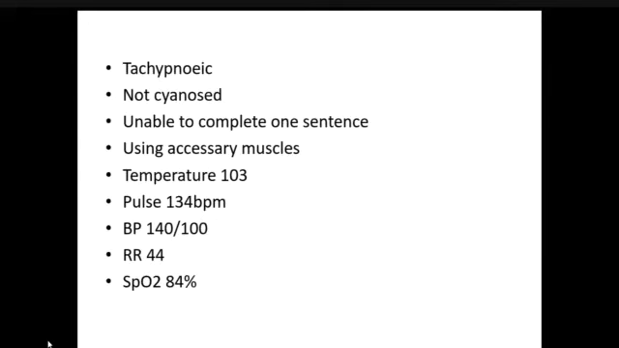So when you examine this patient, he is tachypneic, but he is not cyanosed, and he is unable to complete one sentence. He is using his accessory muscles, and he is having high temperature 103, tachycardic pulse of 134, BP is normal, a bit high, respiratory rate is high, and SpO2 84. Right? So he is on air. So he is tachypneic, desaturated, tachycardic, having high fever, and the respiratory rate is high, saturation is low.